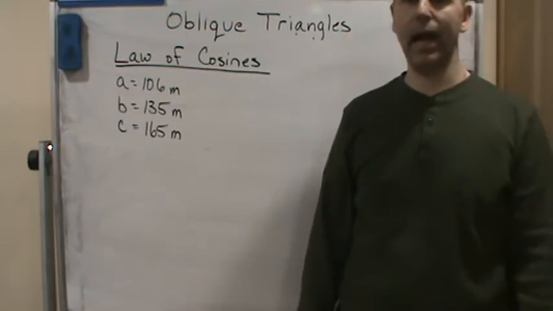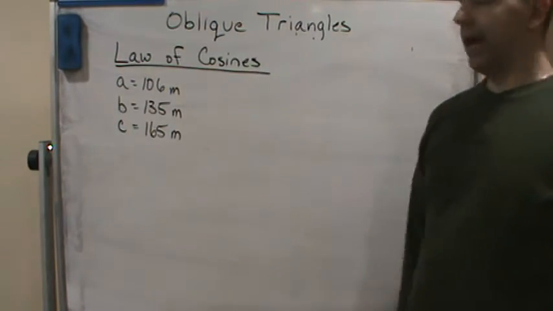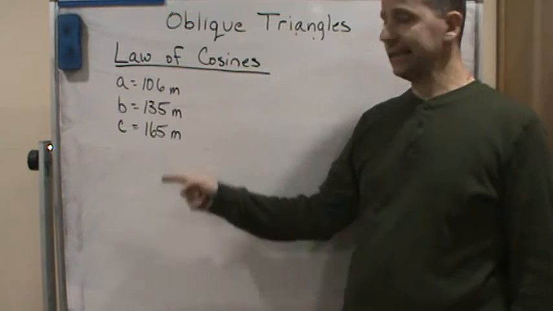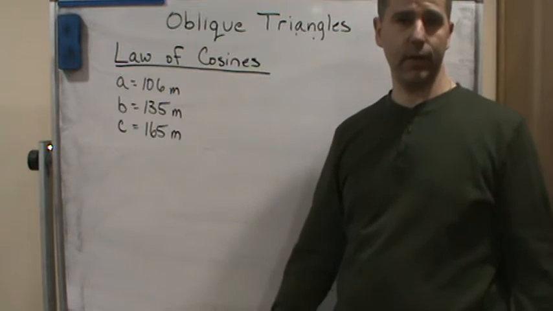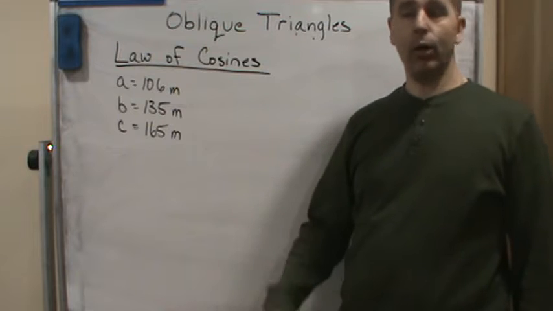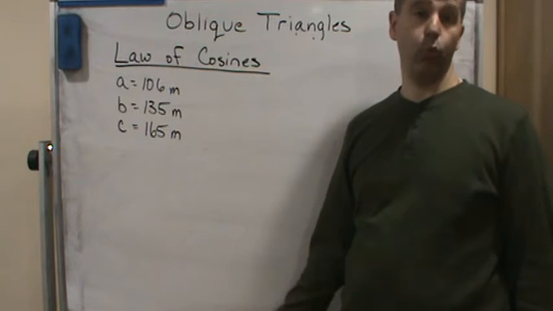Okay, welcome back. Now we've got a situation where we have a triangle and these are the measurements of the three sides of the triangle. And so now we're going to use the law of cosines to find one of the three angles.